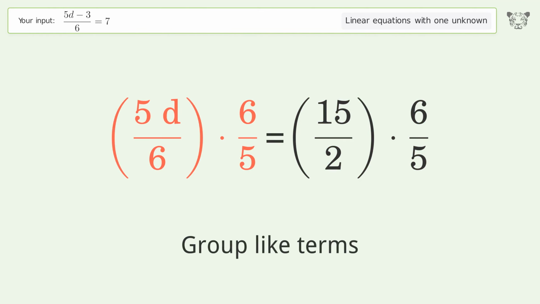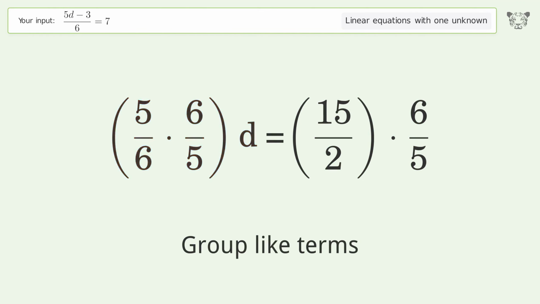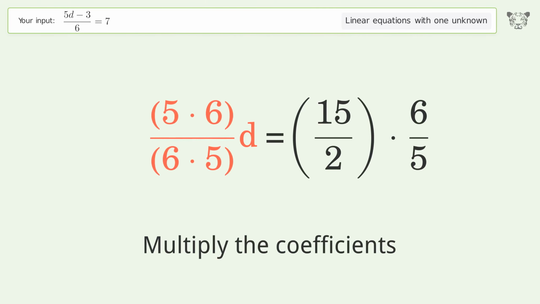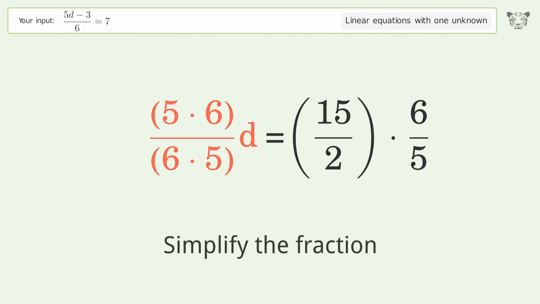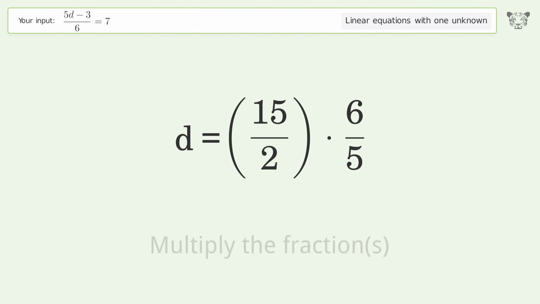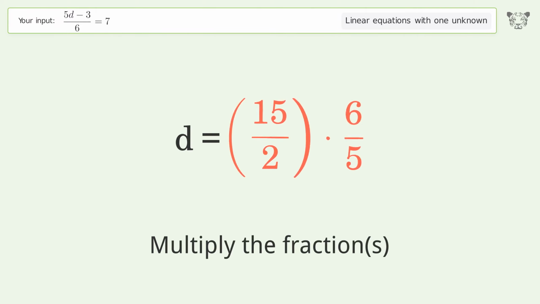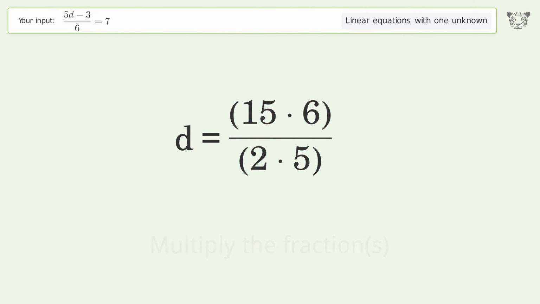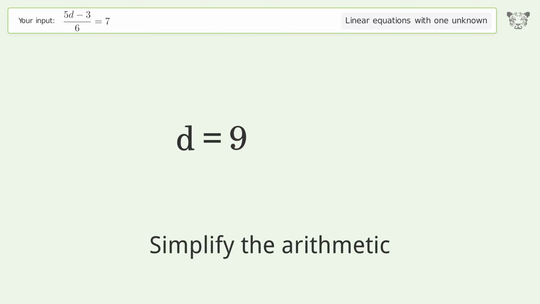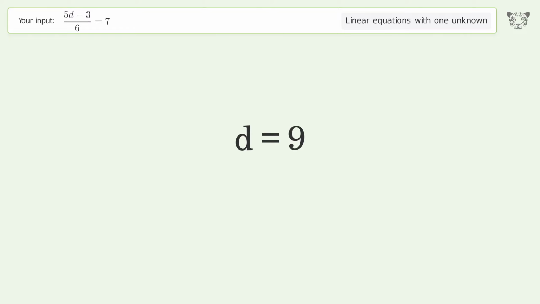Group like terms. Multiply the coefficients. Simplify the fraction. Multiply the fractions. Simplify the arithmetic. And so the final result is d equals 9.